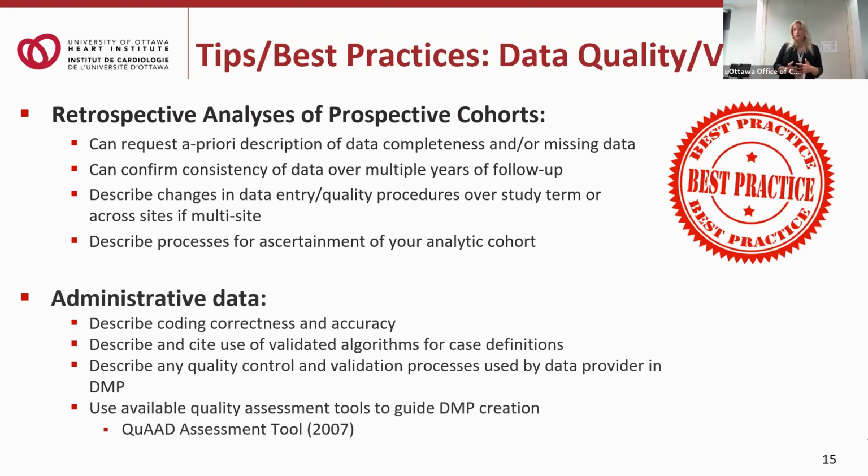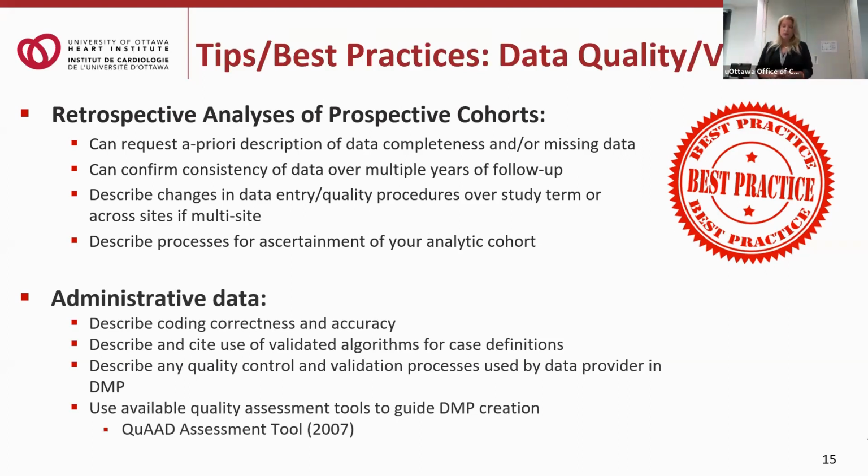So, of course, these cohorts that go back way back when, like Framingham, it's a long period and things change over the course of how these long-term studies work. So you can try and see if you can get information about the consistency of their processes. You can also investigate some changes in the data entry and quality procedures over the study term or across different sites. As these big cohort studies go, more and more sites go on, and of course that leads to variability in how the data quality procedures are implemented across sites.